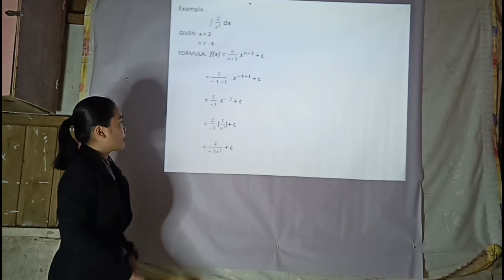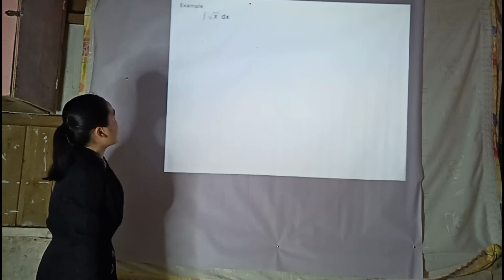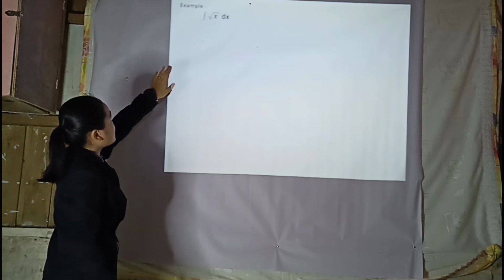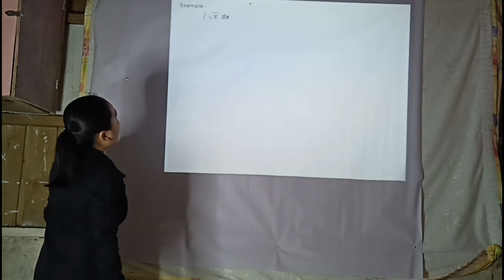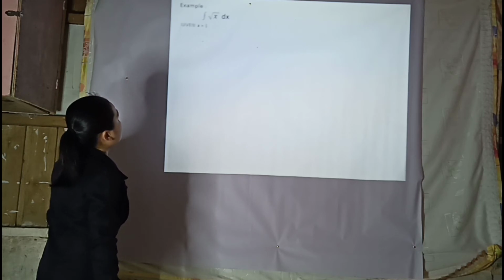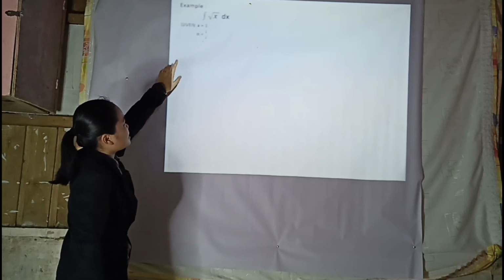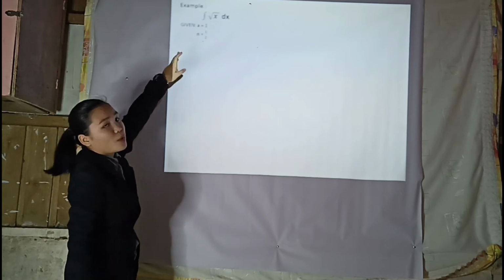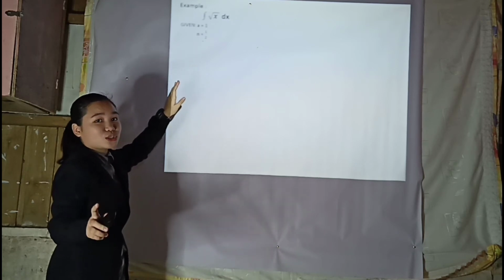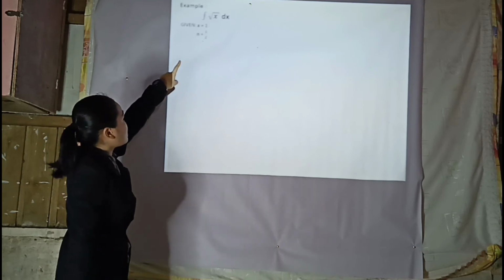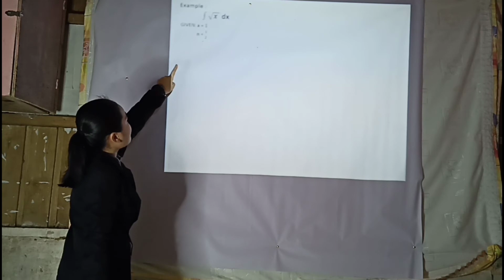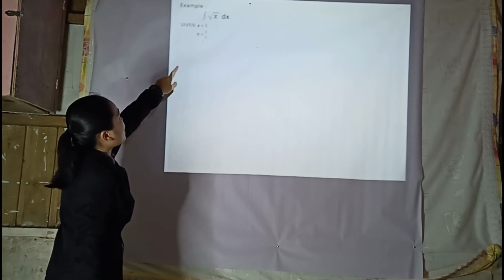Okay, so let's proceed. Let's have another example. The integral of square root of x dx. Our given is a equals 1. Even if there is no 1 there, it is understood that the coefficient of the square root of x is 1. And then, the value of our n is 1/2.